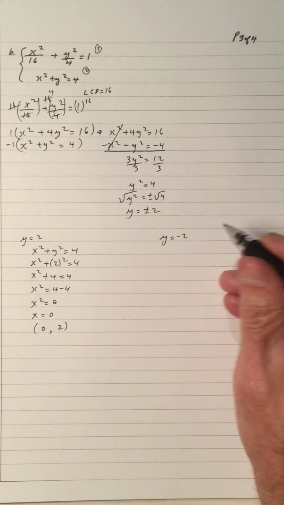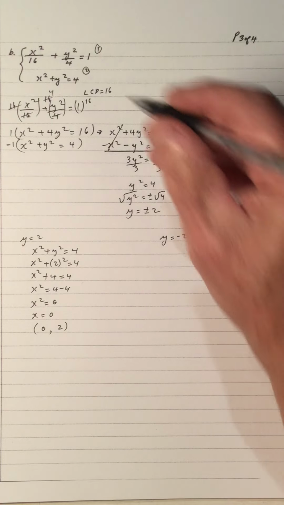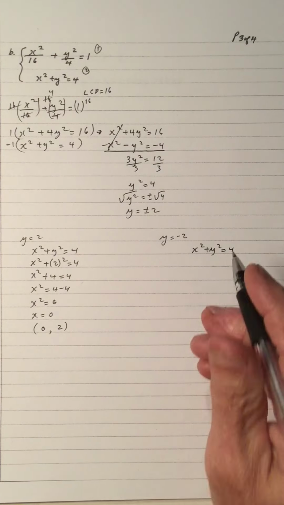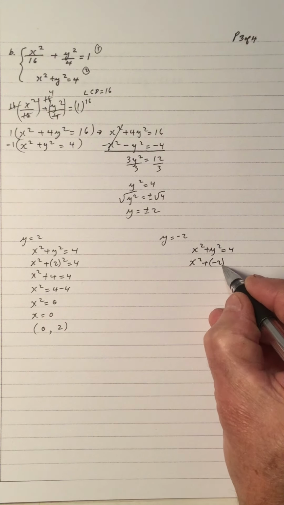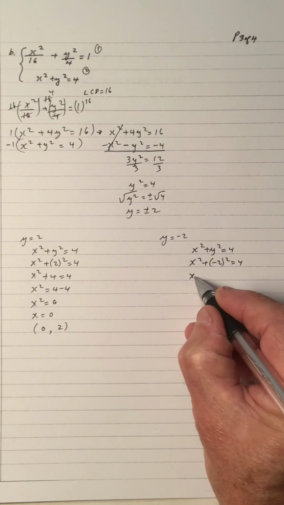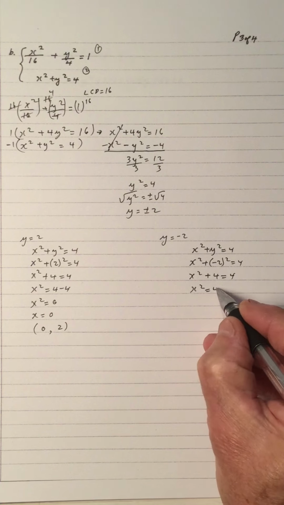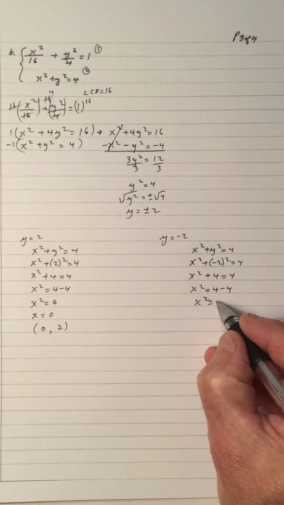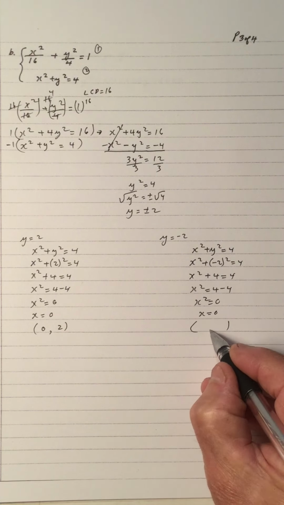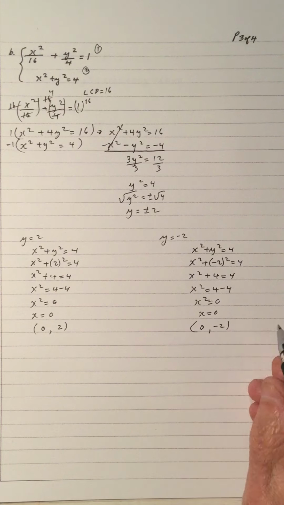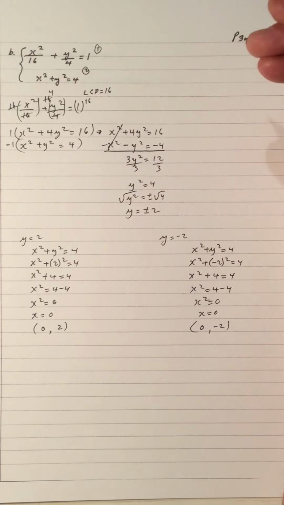Now we'll try when y is negative 2. So here's the equation of the circle. Now I could go into the equation of the ellipse also, but I decided to put in the circle as it's easier. Y is negative 2. Negative 2 squared is 4. 4 minus 4. X squared is 0. X is 0. So when y is negative 2, x is 0. So those are the two ordered pairs where the circle and the ellipse intersect.